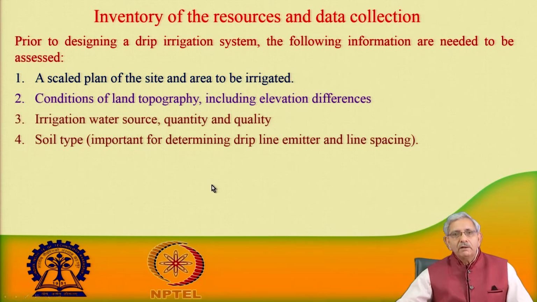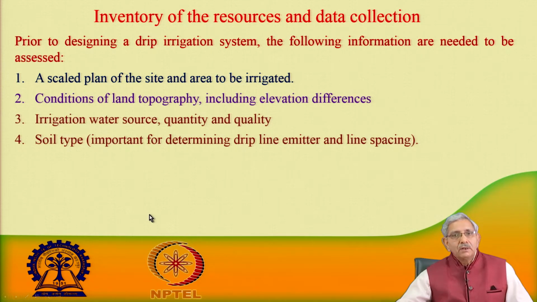One is the peak water requirement on a daily basis, then the total water requirement for the whole season. And then what is the quality of water, how much is the sand, silt and clay, and then the anions and cations which are there in the water, can they be separated. That should be analyzed before we think of a drip irrigation system.